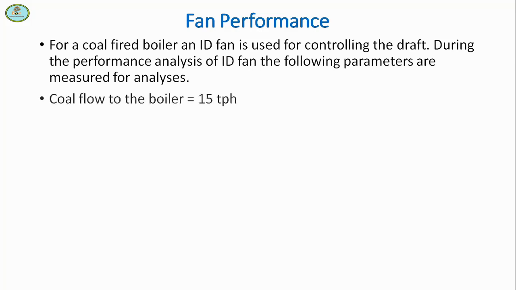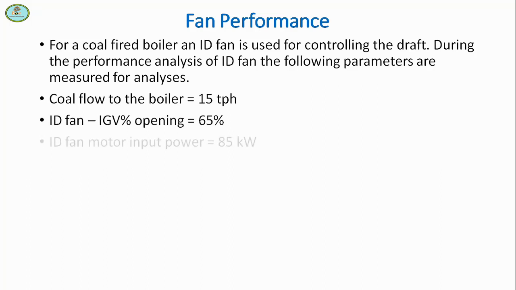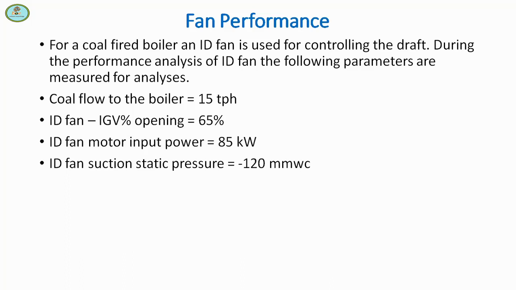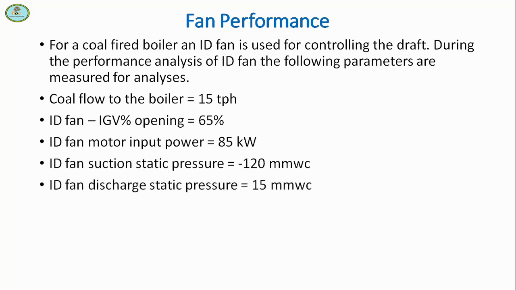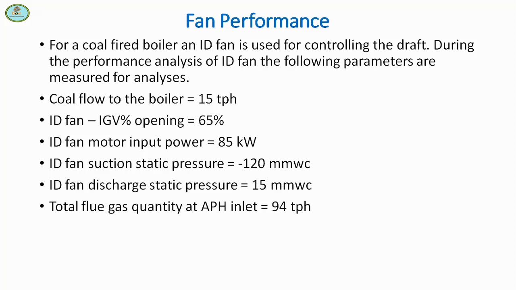Coal flow to the boiler is 15 TPH. ID fan IGV percentage opening is 65%. ID fan motor input power is 85 kilowatt. ID fan suction static pressure is minus 120 mmWc. ID fan discharge static pressure is 15 mmWc. Total flue gas quantity at APH inlet is 94 TPH. Flue gas temperature at ID fan inlet is 120 degrees Celsius.